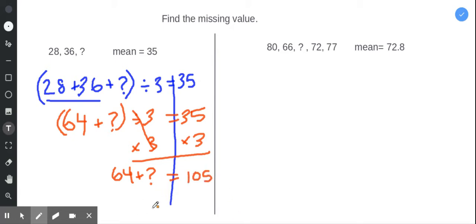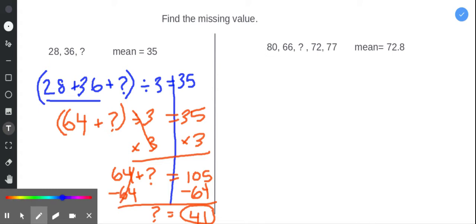Okay, I'm still looking to get the question mark by itself. So over here, instead of adding 64, I'm going to be subtracting 64 on both sides. It's going to be a 2-step. All right, that would cancel out. Plus 64 and a minus 64 cancels out. So I'm just left with what number I want. And that value is 105 minus 64. Oops, sorry, minus 64. 41. So my missing value is 41.